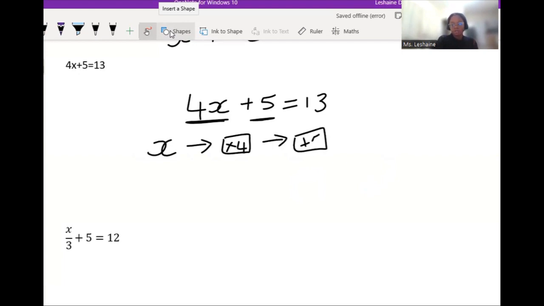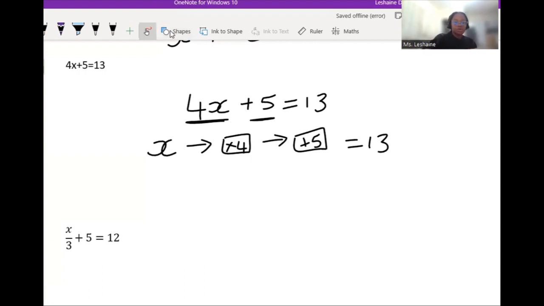Now, when you're doing these problems, the order is relevant. I multiplied by 4 first, then I added a 5. So I didn't add the 5, then times it by 4. No. I multiplied the variable x by 4. That's why I have 4x. And then I added 5 to the result.